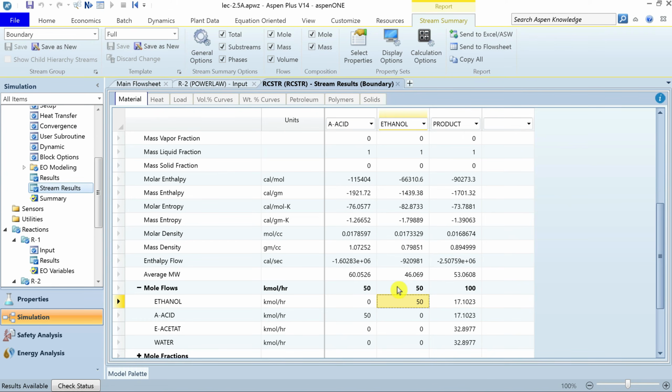So this is how you can define the kinetics and attach the kinetics to a continuous stirred tank reactor for the simulation, view the heat duty, reaction conversion, and other details calculated from the CSTR simulation.